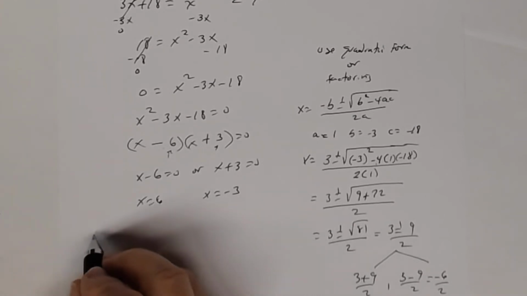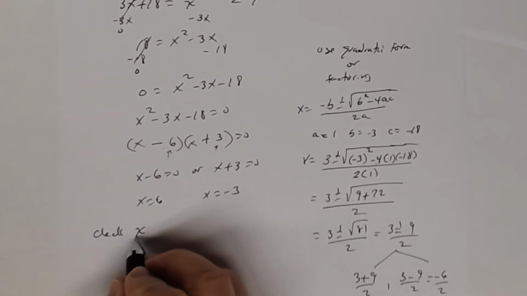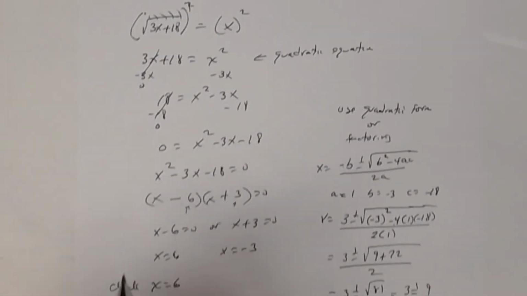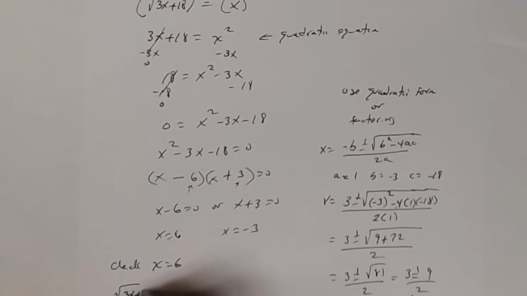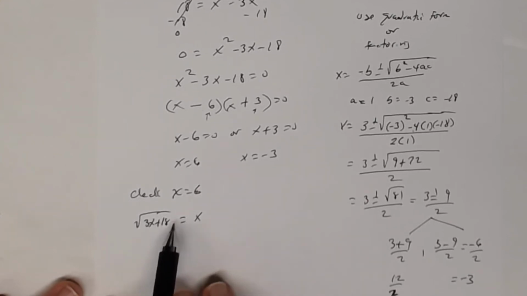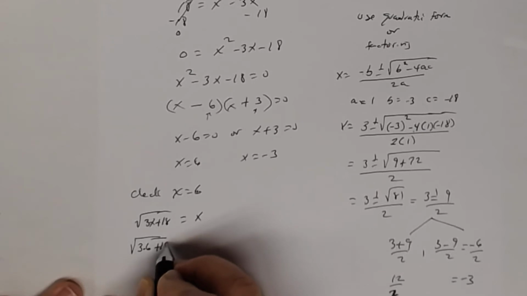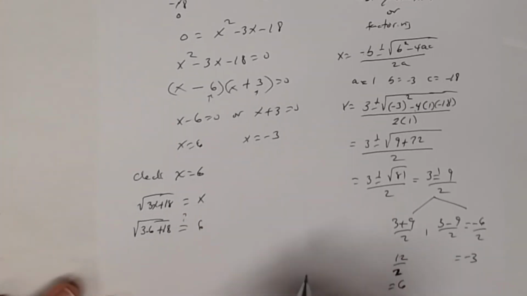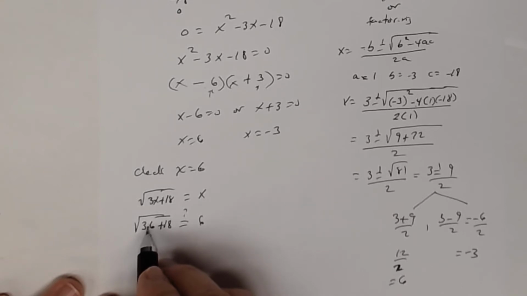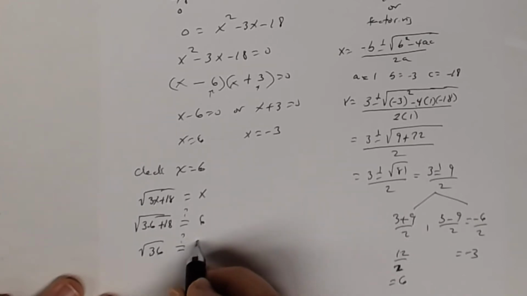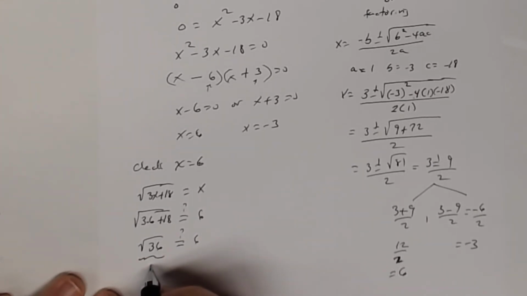So let's check x equals 6. We're going to check for extraneous solutions. So you go back to the original, which is this right here: the square root of 3x plus 18 is equal to x. So wherever we see the variable x, I'm going to substitute 6. So I get the square root of 3 times 6 plus 18, and I want to see if that's going to equal 6. Well, 3 times 6 is 18, right? 18 plus 18 is 36. So the question is, is the square root of 36 equal to 6? And the answer is yes, because the square root of 36 is 6, and 6 equals 6.